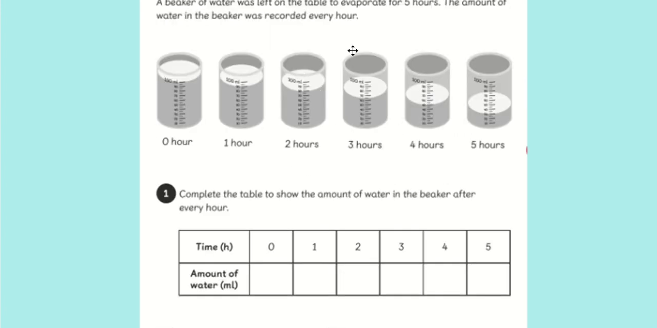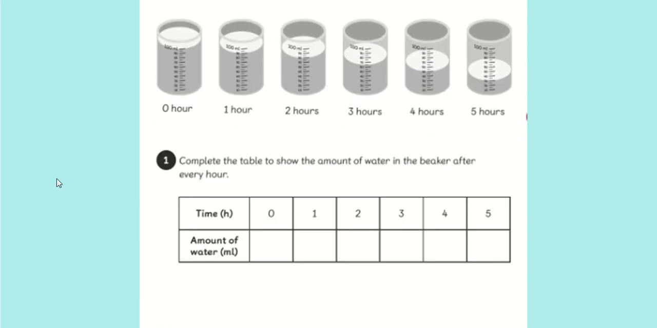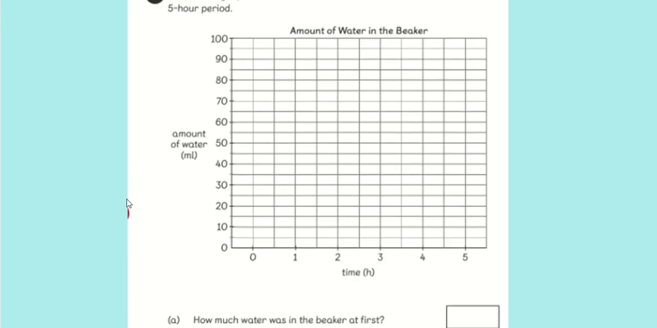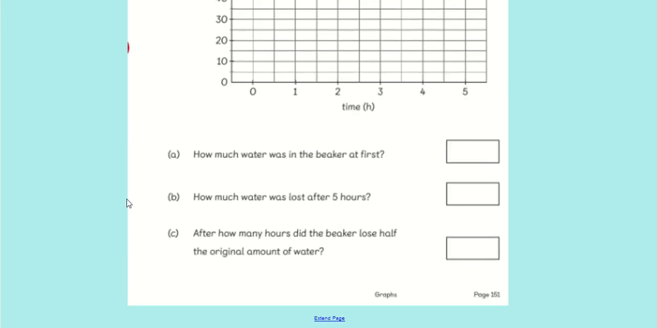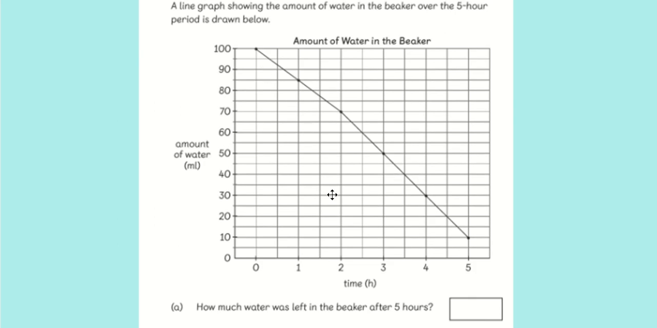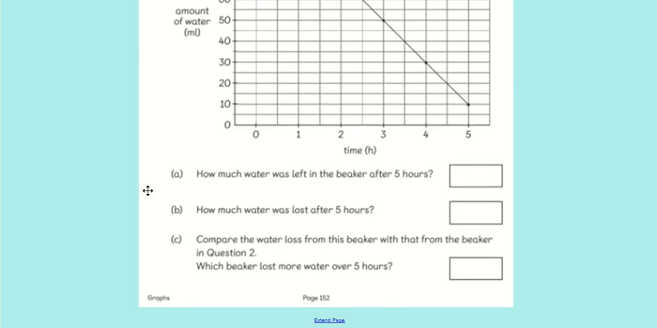read through these beakers, you're going to have to see very carefully and pop in the data, which might be a little bit tricky for me because it's quite blurry on my screen. So you pop it in the table, then you're going to use that table to draw yourself a line graph and then answer a few questions about it. And then we've got another beaker of water situation that's left to evaporate and a different graph, and then we're going to compare them.